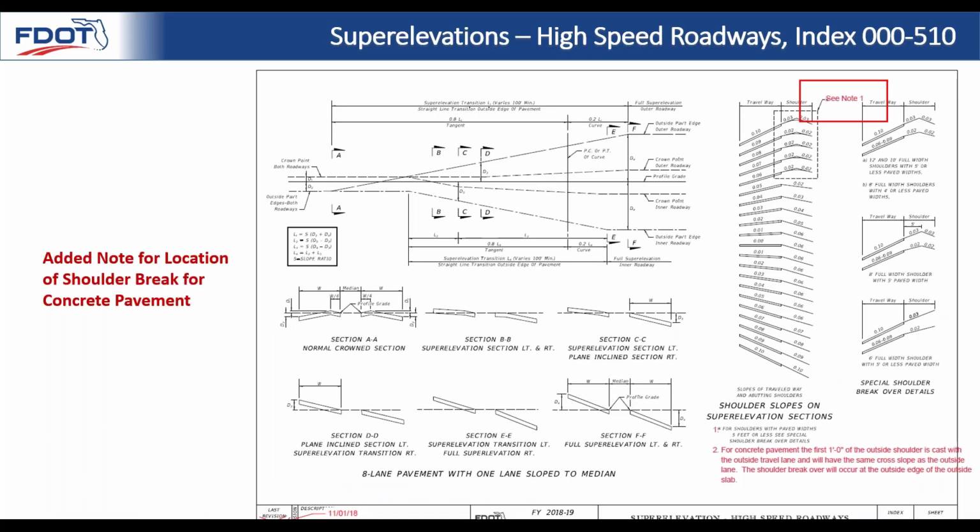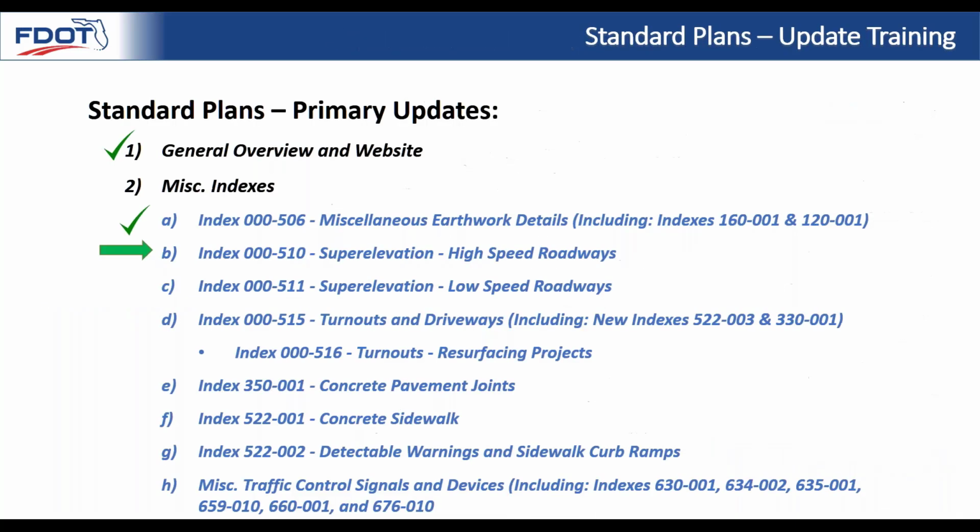However, as it relates to concrete pavement, the break point along the shoulder line is different than when we use flexible pavement, and we wanted to make sure that that information was clearly communicated to the contractor in the event that some of these details of the shoulder break point aren't real clear in the plan. So for the low-speed roadway super elevation, it's the same exact situation with removal of FDM information relating to the super elevation rates.